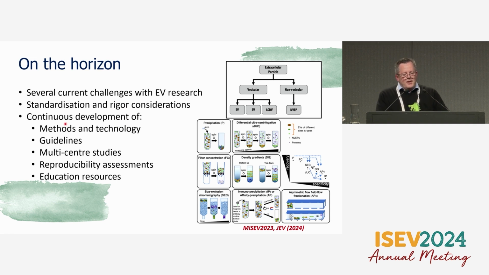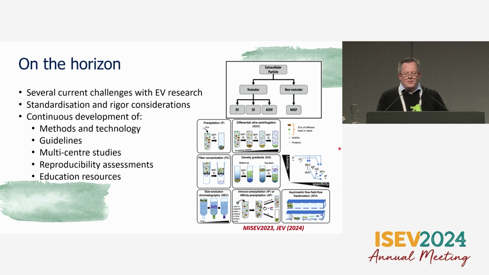To really move the field forward, we need the continuous development of methods and technology, development of guidelines, also multi-center studies. We want to see our own research repeated in other laboratories. That's one of the best validations that you're onto something, is to see someone else in a different lab repeat what you've just done. And that leads into things like reproducibility assessments and development of education resources.